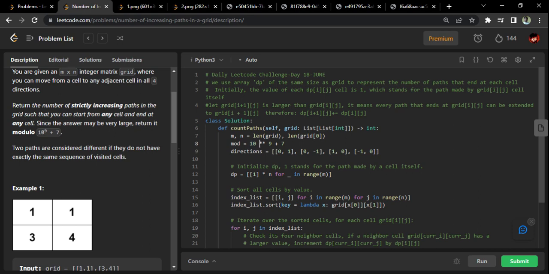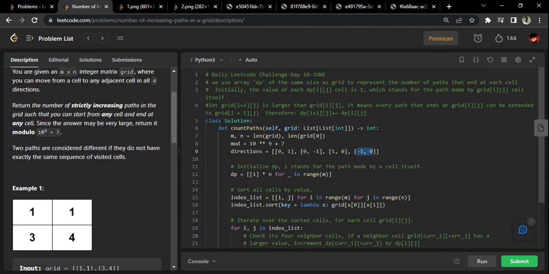In Python, when you do two stars, it means raised to the power, so that means 10 raised to the power of 9 plus 7. Then comes the direction side. This one represents that we are moving 0 times vertically and 1 time horizontally along the positive x direction, so it means a movement towards the right side. Similarly, this means a movement towards the left side, moving 1 along the negative x axis. This will mean a movement along the top vertical, and this will mean a movement along the vertical direction towards the bottom.